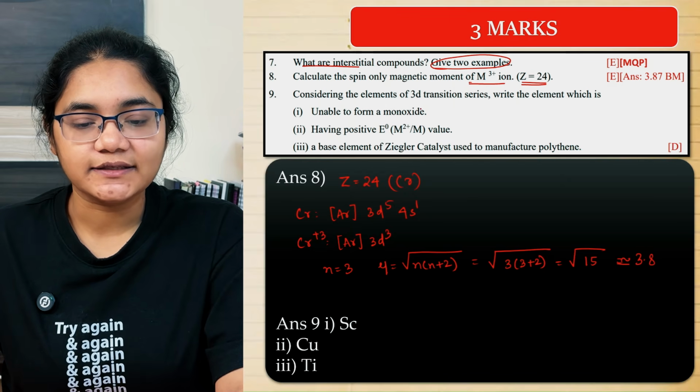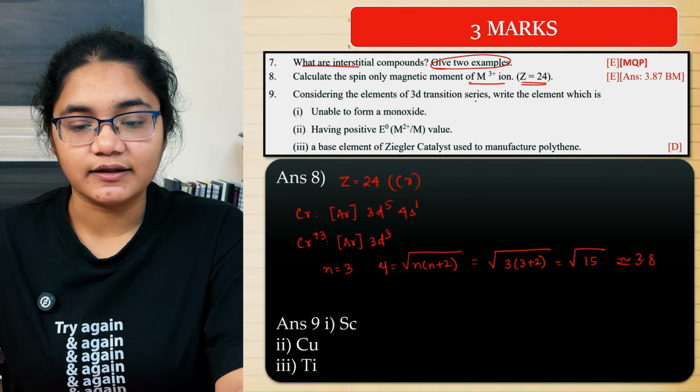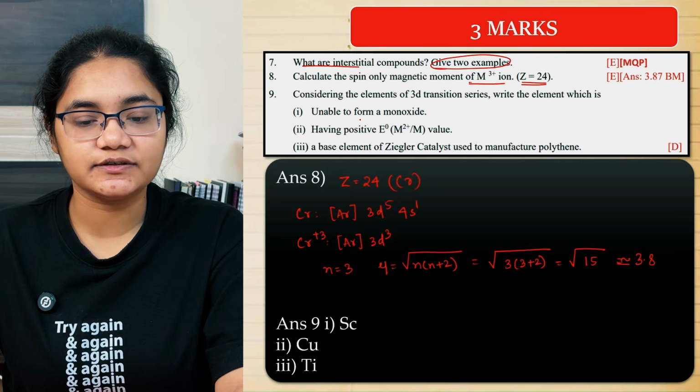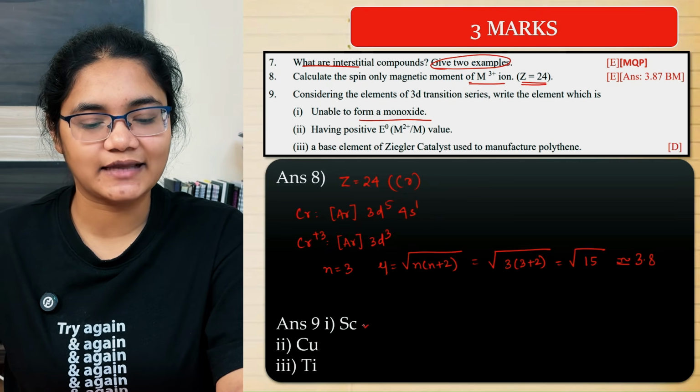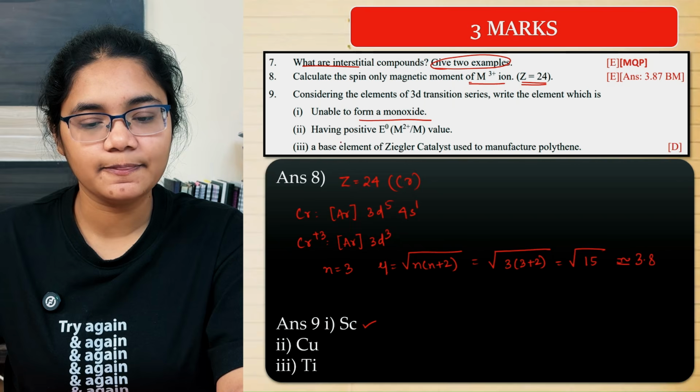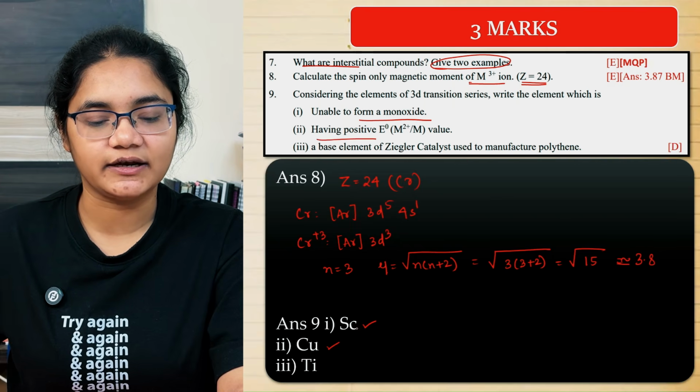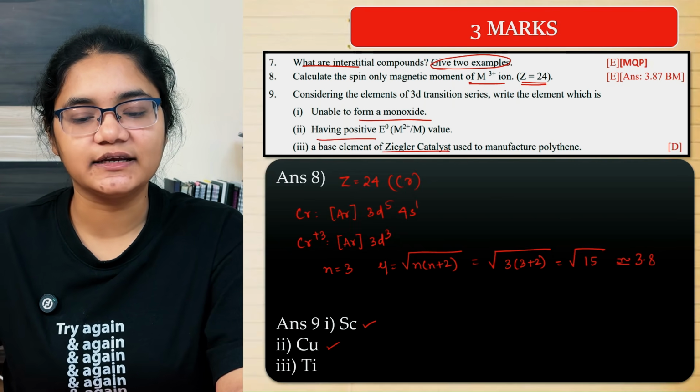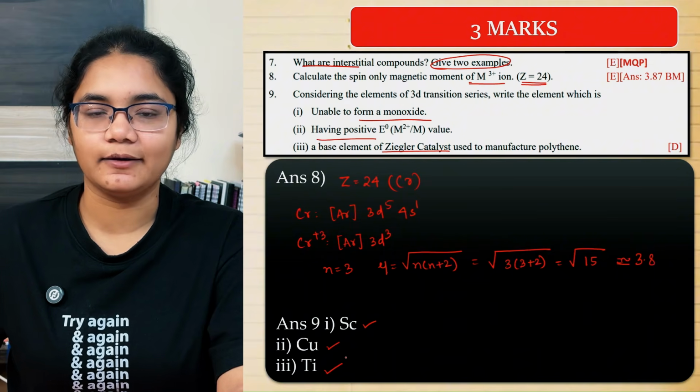Next, considering the elements of the 3d transition series, write the element which is unable to form a monoxide. That is scandium. Scandium does not form a monoxide. Having a positive E0 value, that is definitely copper. A base element of Ziegler catalyst, that is your titanium.